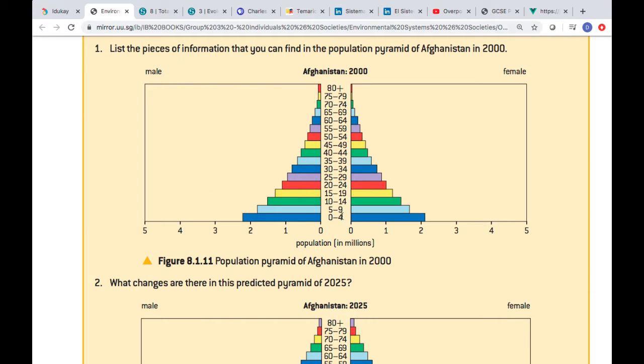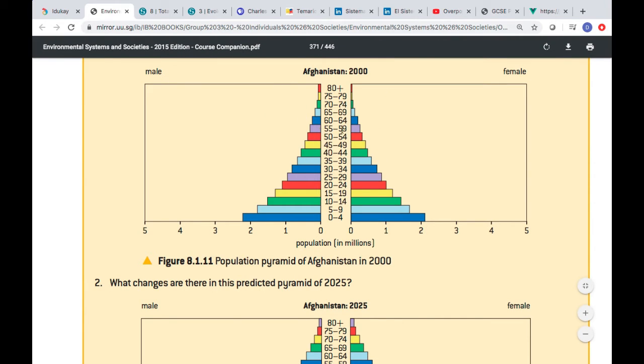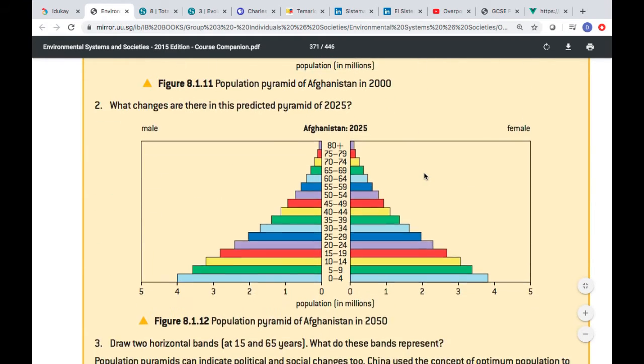Another thing that you can find information from in this kind of pyramid is the category of the groups. From 0 to 10, they are considered child or young people. From 15 to 35, they're considered adults, and depending on the country, from 55 or 65, they are considered the group of elderly people. Okay, so we have three kinds of categories: youngest, adults, and elderly people.